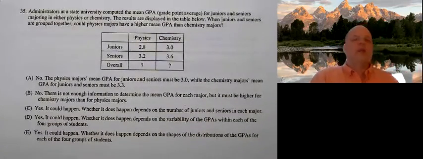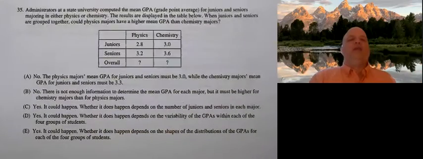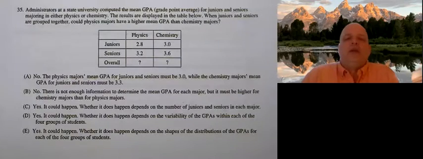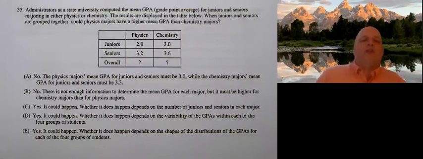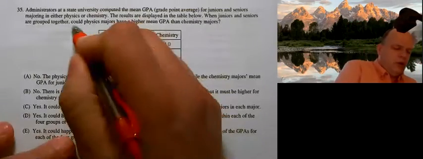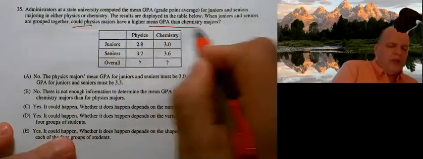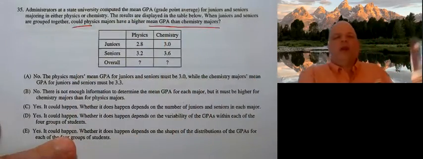35. Administrators at a state university computed the mean GPA, grade point average, for juniors and seniors majoring in either physics or chemistry. The results are displayed in the table below. When juniors and seniors are grouped together, could physics majors have a higher mean GPA than chemistry majors?